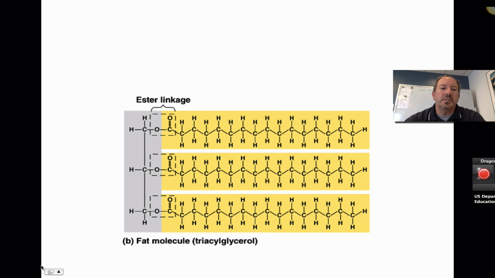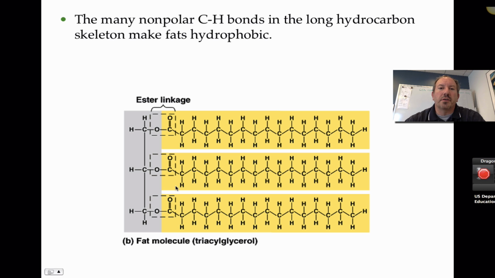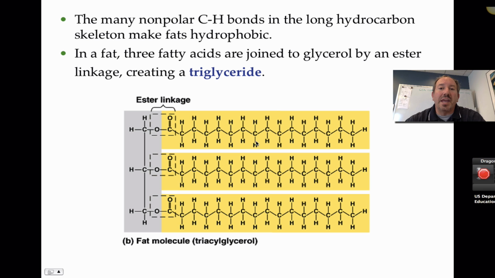Now, why would you do that? Why would cells produce triglycerides? Well, the main function of a fat is the storage of energy. There's a lot of potential energy in these bonds right over here in the fatty acids, and so it's tremendous.